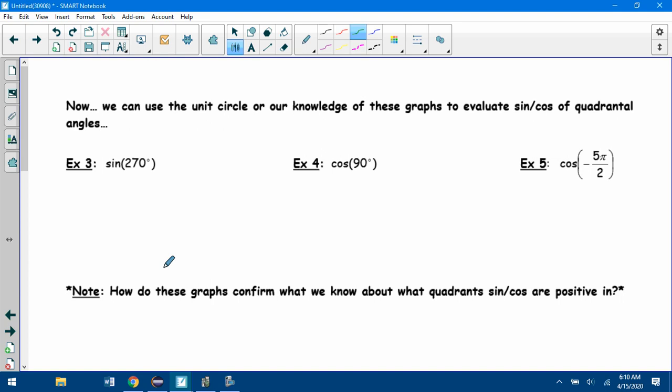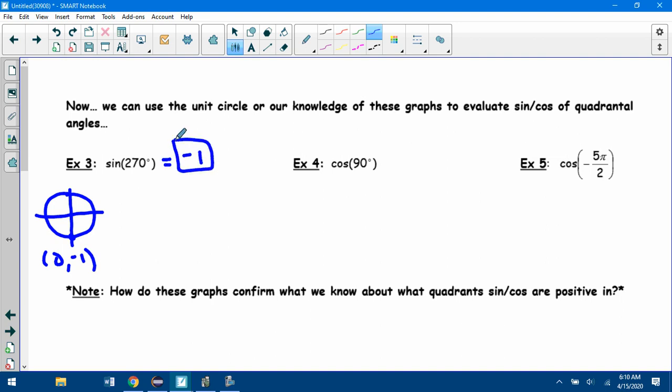So if I asked you to do sine of 270, you absolutely can use the unit circle and say that 270 is down here, and this point is (0, -1). Sine is the y value, so your answer is -1. Totally fine. But now you can also use this graph. And this is what some people prefer.